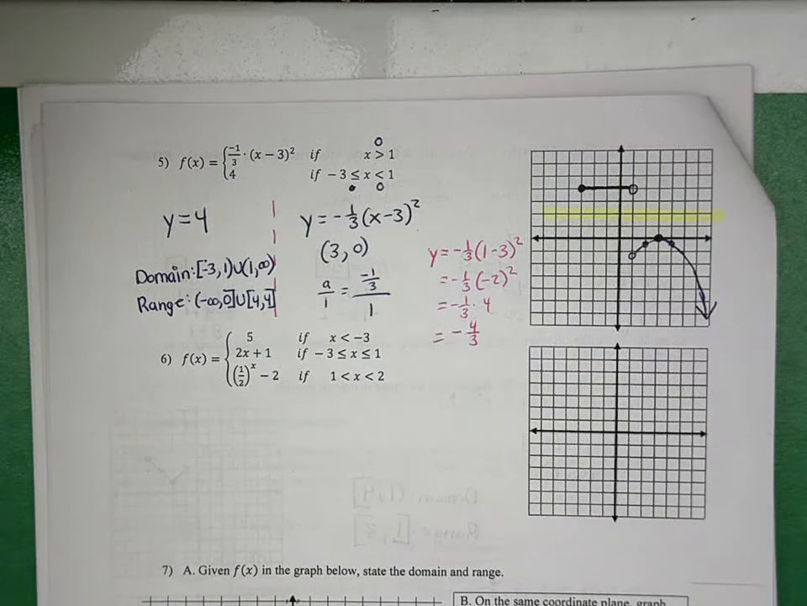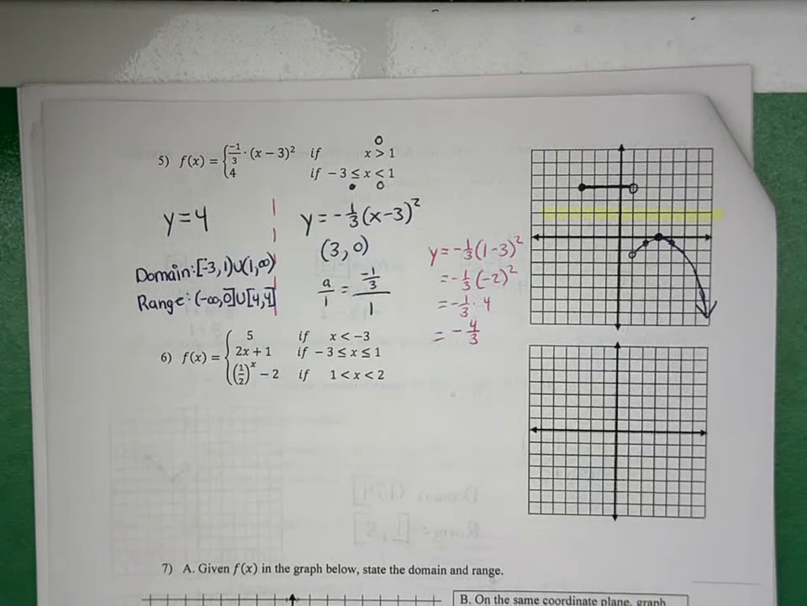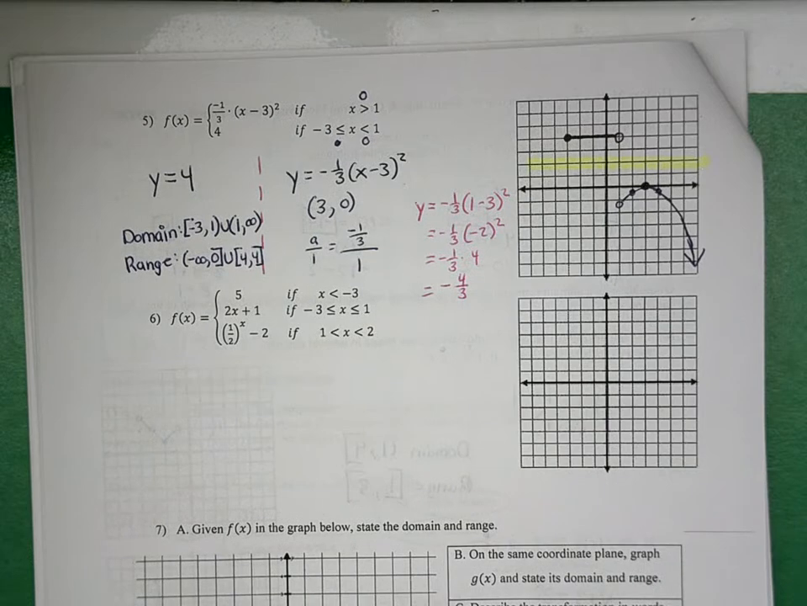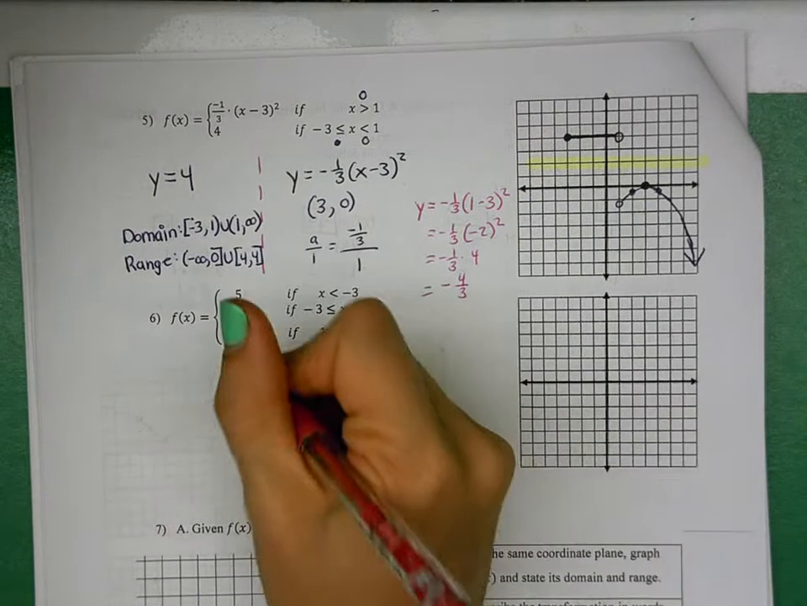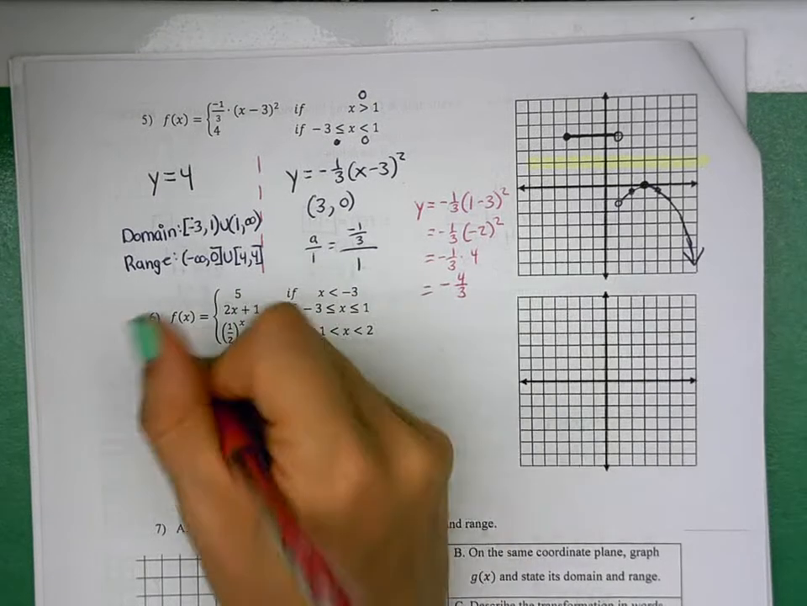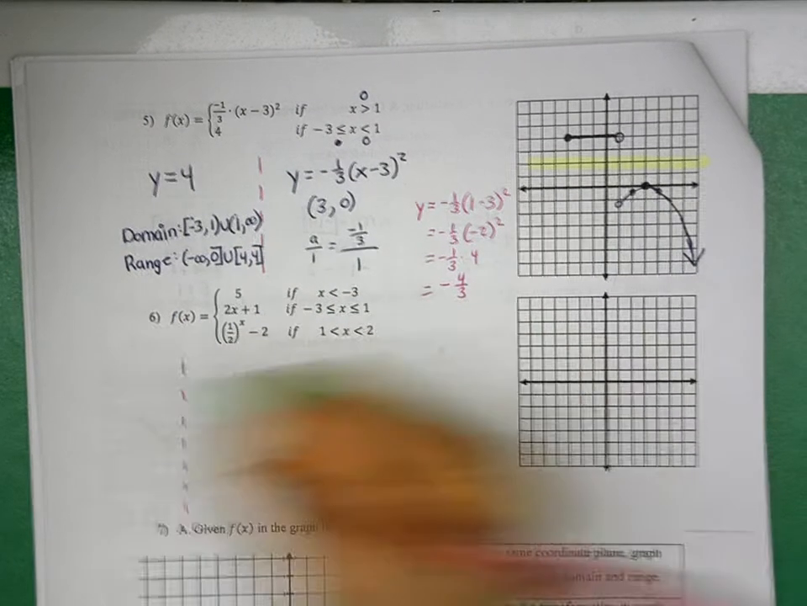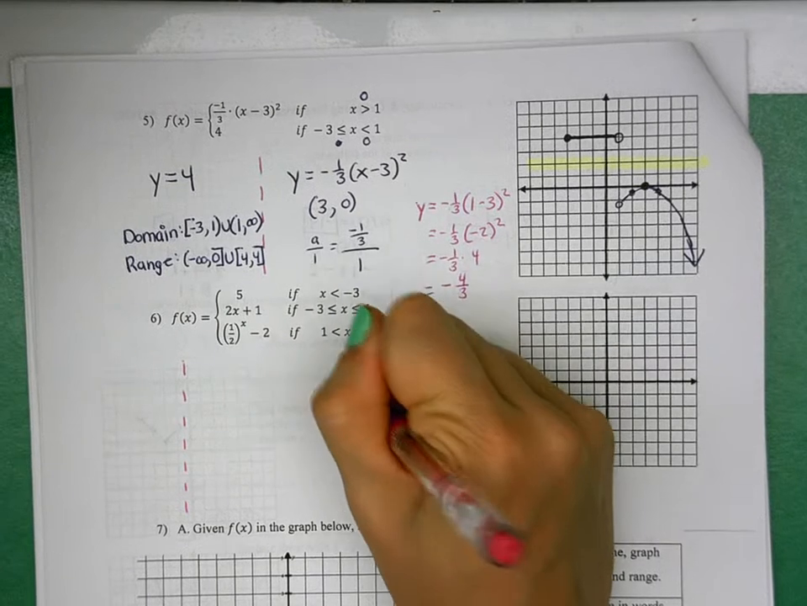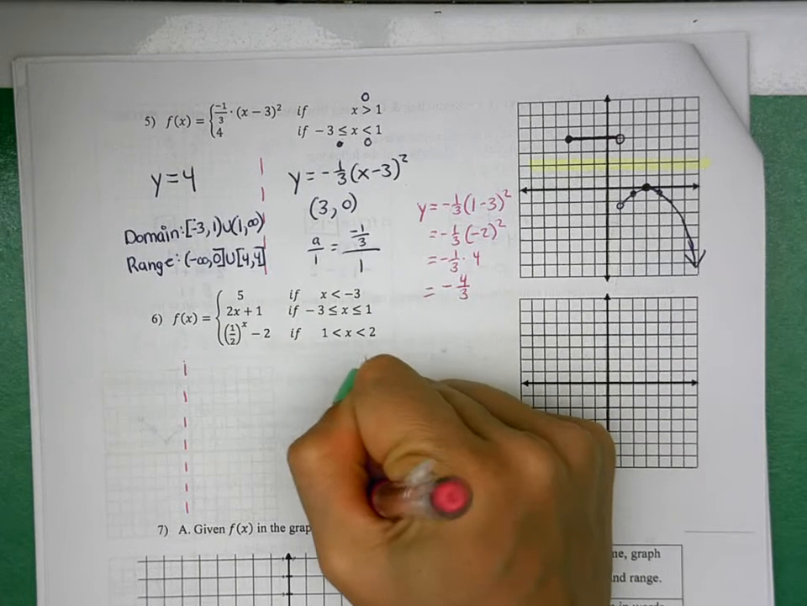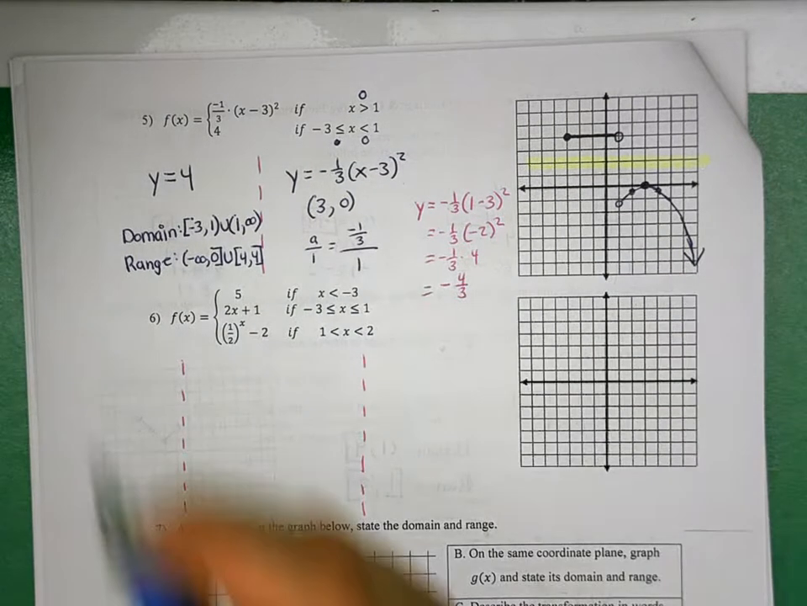Okay, so last one. We have 3 functions now. 5, 2x plus 1, and 1/2 to the x minus 2. So I'm going to give myself 3 partitions. Okay. So first up, we have y equals 5.